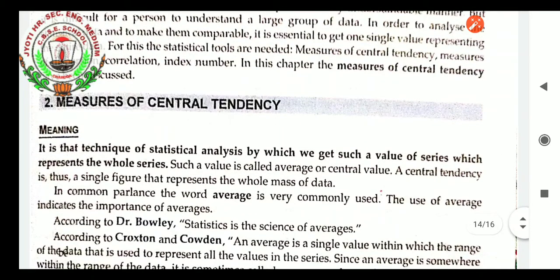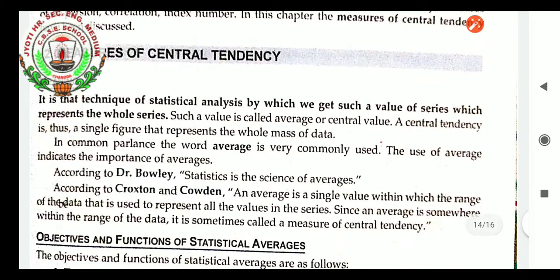Measures of central tendency, students, is that technique of statistical analysis by which we get such a value of the series which represents the whole series. Such a value is called average or central value. A central tendency is thus a single figure that represents the whole mass of data. In common parlance, the word average is very commonly used. The use of average indicates the importance of averages. According to Dr. Bowley, statistics is the science of averages.